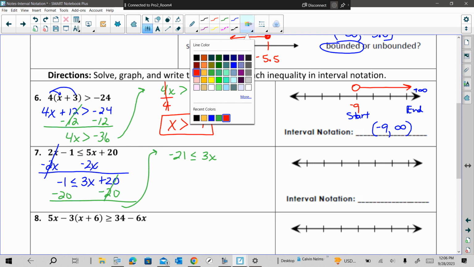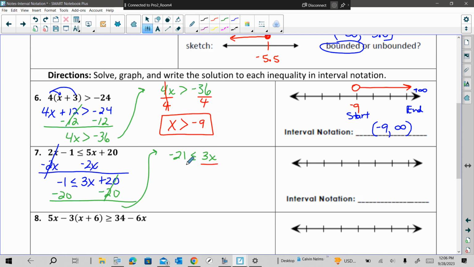The 3 is the coefficient. That's the number in front of the x. That's what we have to eliminate. So we have to divide by 3. That cancels, giving us -7 is less than or equal to x.